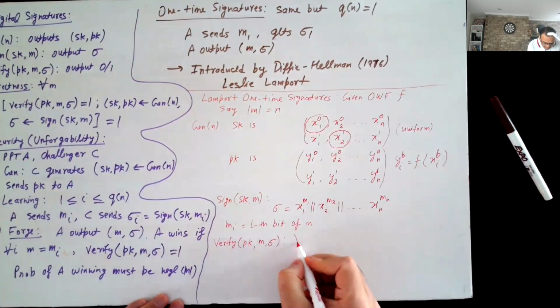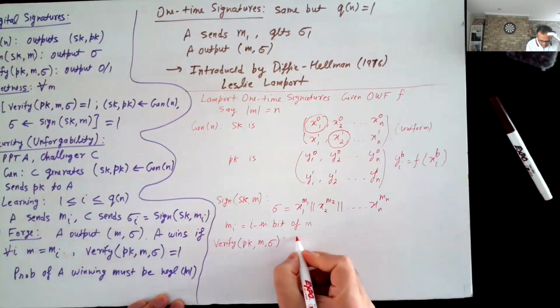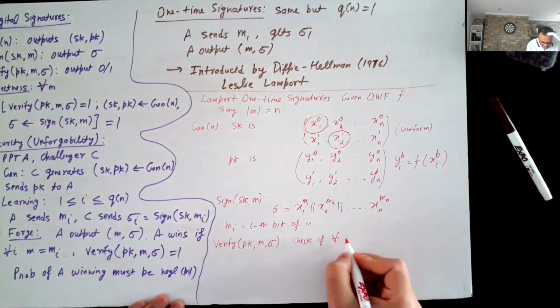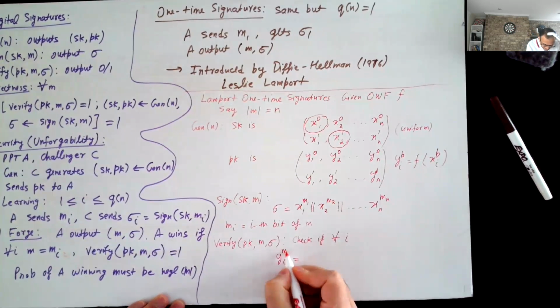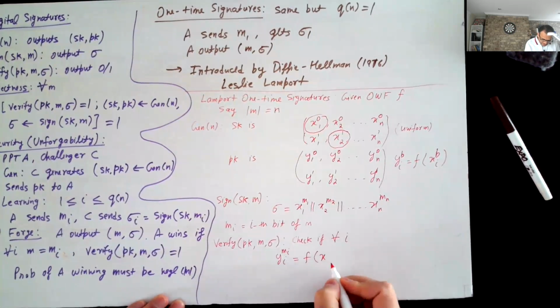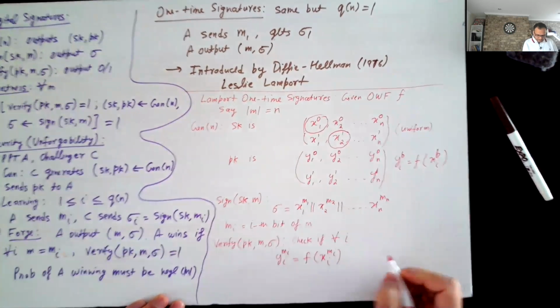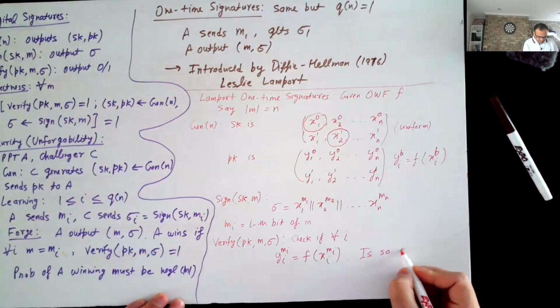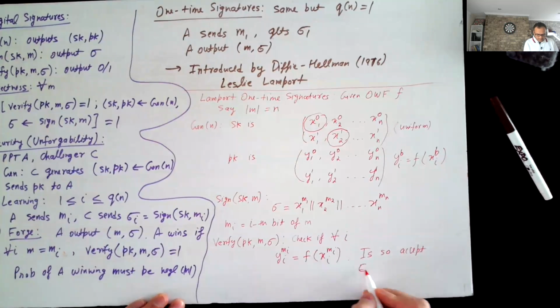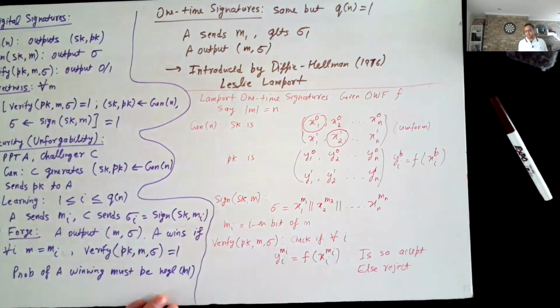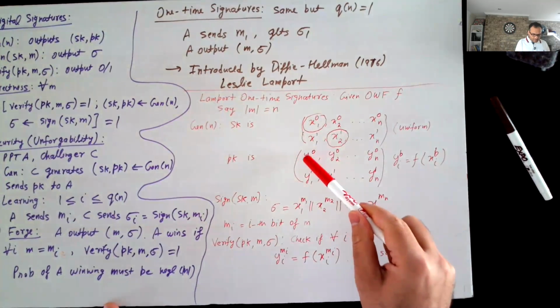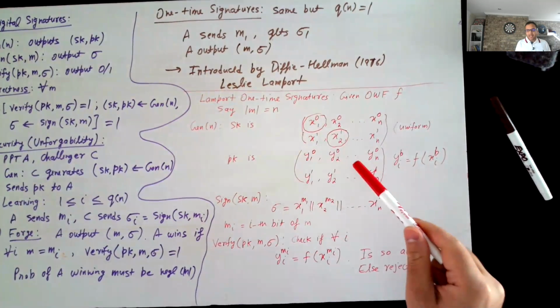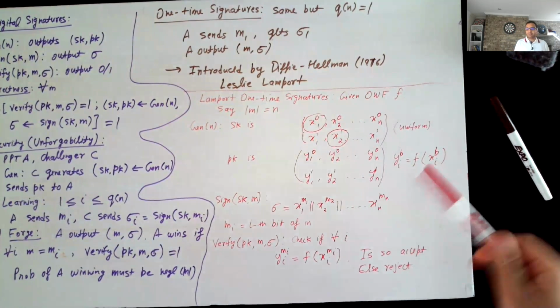So you want to check if for all i, f of yi of mi is equal to xi of mi. If so, accept. Else you reject. Okay, so the high level idea here is that you have an n bit message, and that message basically selects a bunch of these images of the one-way function, and the signature has to contain the corresponding pre-images.